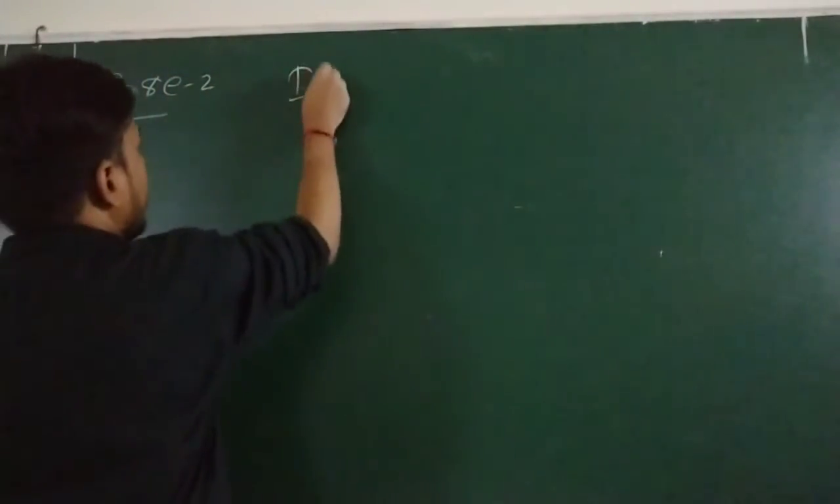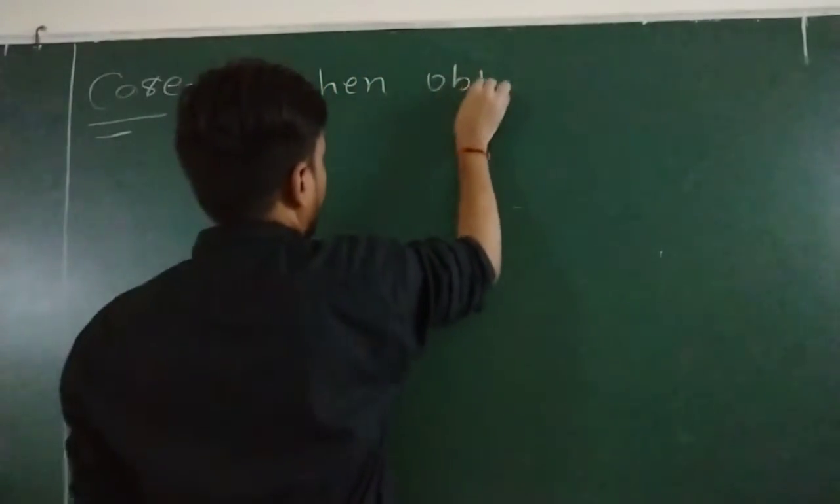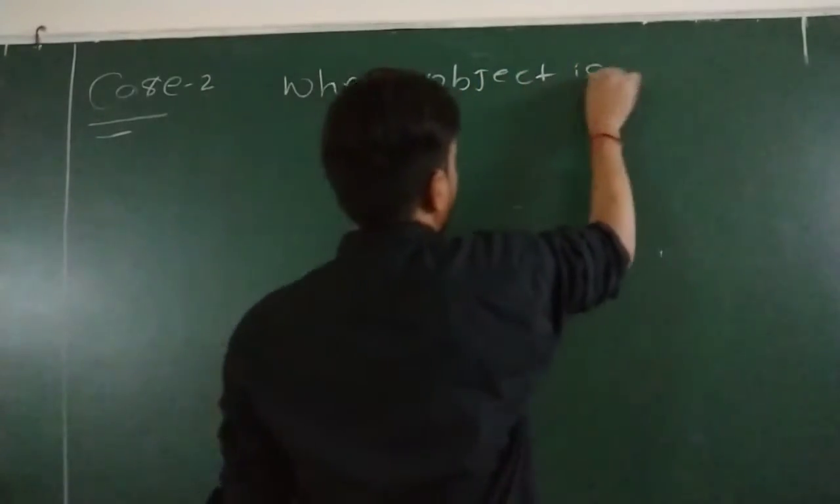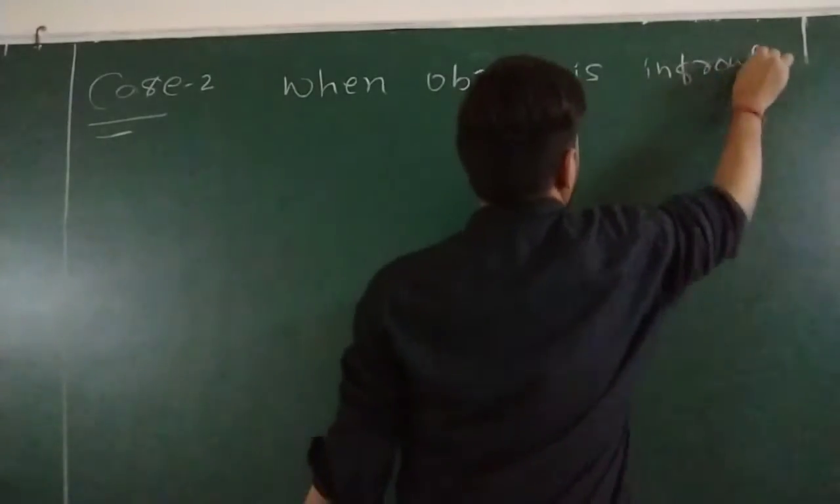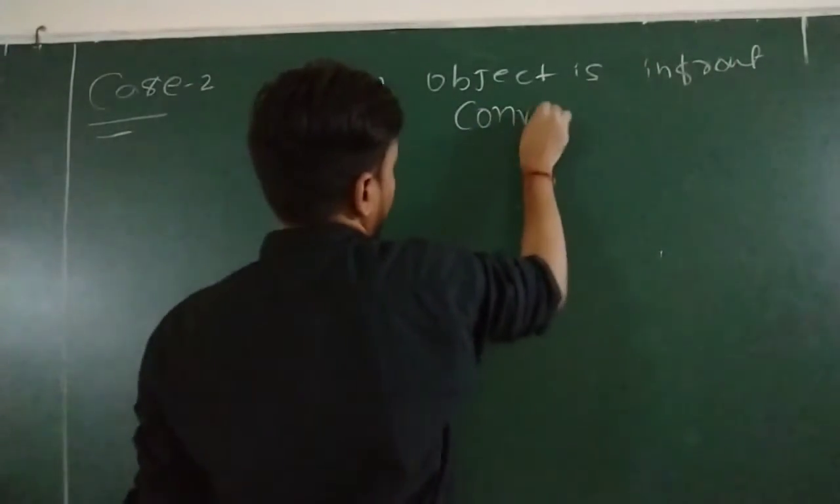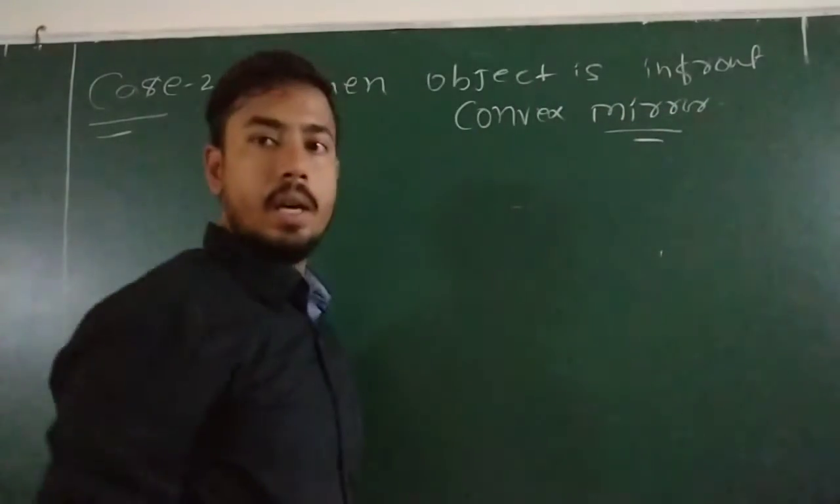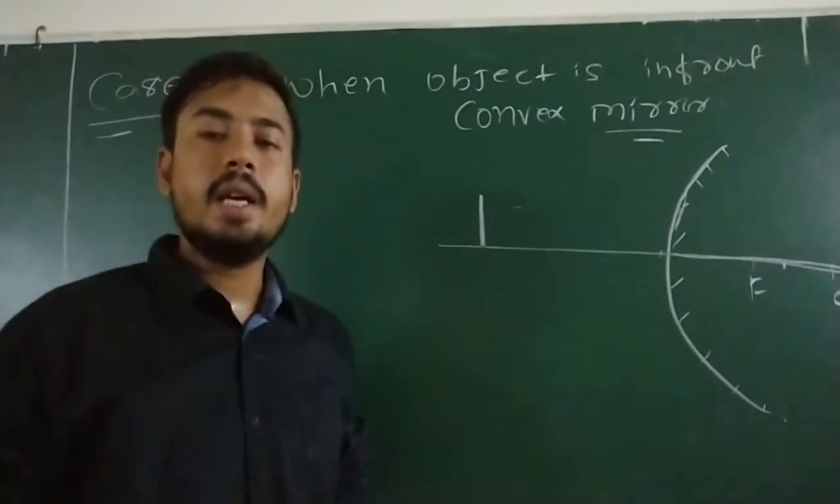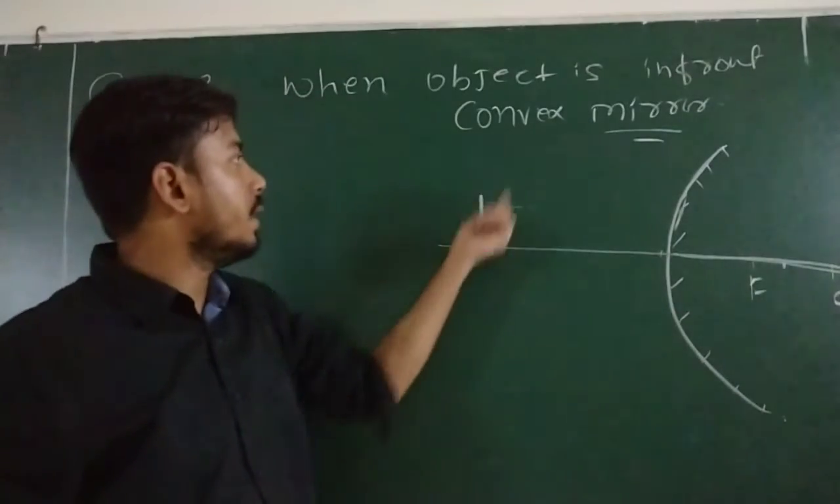Now see, case 2. Image when the object is in front of a convex mirror. In front of a convex mirror. See here, this is the arrangement. This is one convex mirror. The object is in front of the mirror.